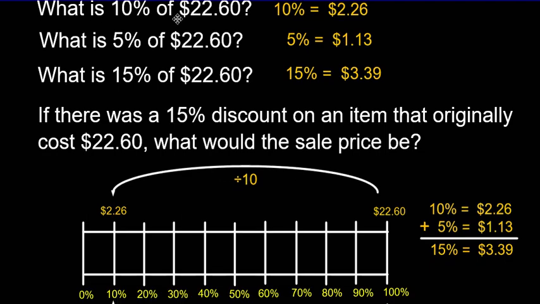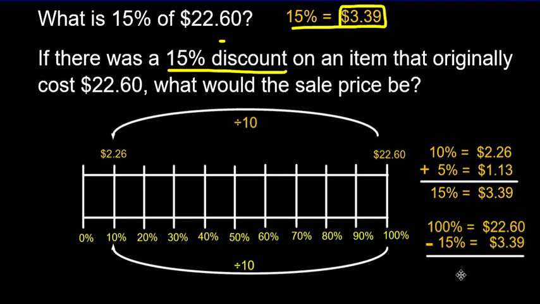Now, you typically won't be asked these questions. The question you're going to be asked right off the bat is going to be something like this. If there's a 15% discount on an item that originally cost $22.60, what would the sale price be? And again, since we have a discount, that means we're going to subtract this amount over here from the original cost. So what would we get? The discounted price would be $19.21.